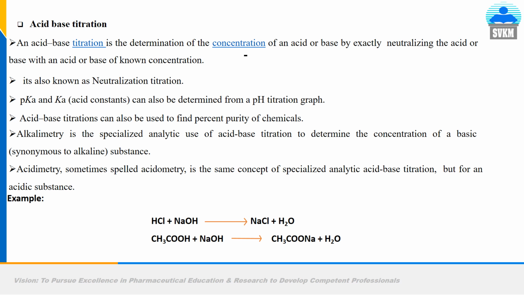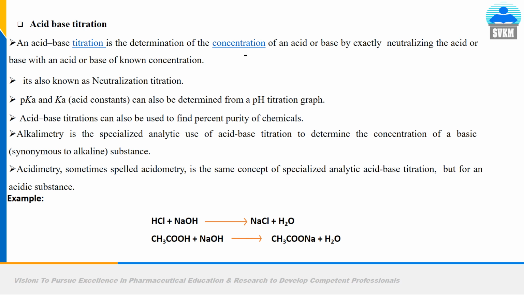Acid-base titrations are used for many applications. For example, they are used for the determination of dissociation constants, including acid constants, through a pH titration graph. These titrations can also find the percentage purity of chemicals. Alkalimetry and acidimetry are both universally important uses of acid-base titration. Alkalimetry is a specialized analytical use of acid-base titration to determine the concentration of a basic substance, whereas acidimetry is the same concept but for an acidic substance only.